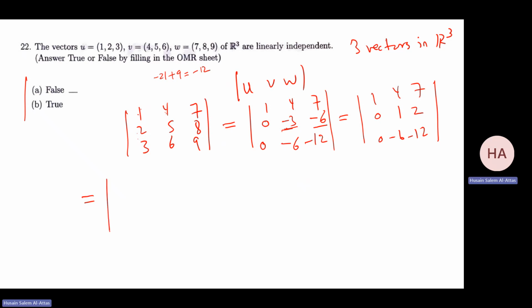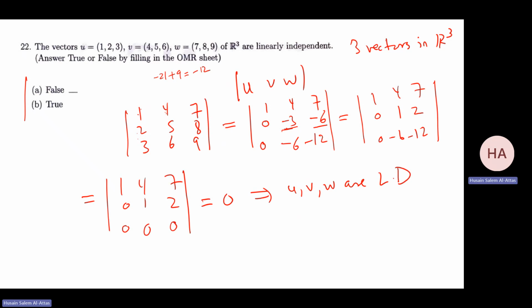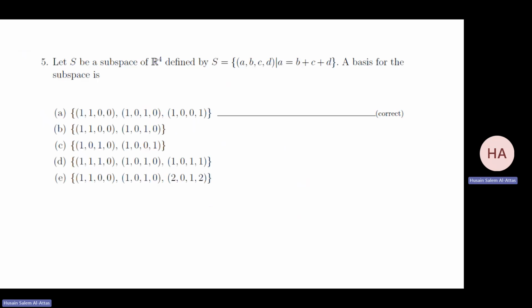You'll get what? 1, 7, 0, 1, 2. This is 0. Multiply by 6, and add, that will be 0. By 6 and add, that will be 0. So this term equals what? 0. So the vectors U, V, W are linearly dependent, not independent. So this is false. The statement is false.